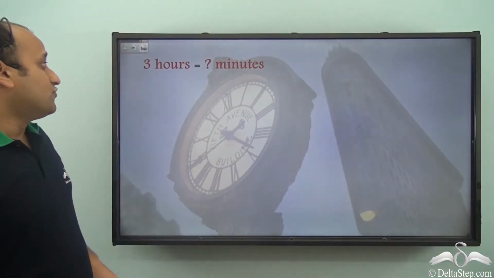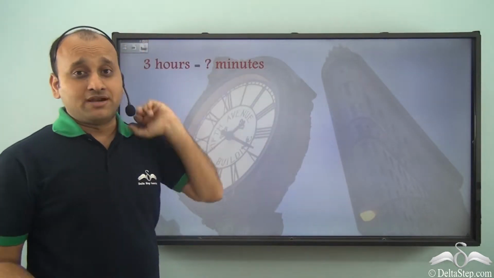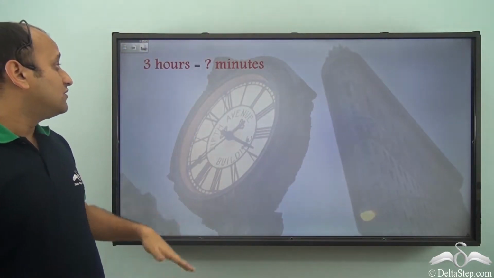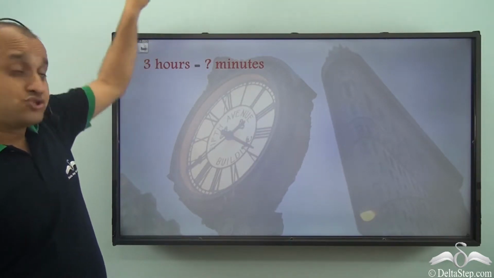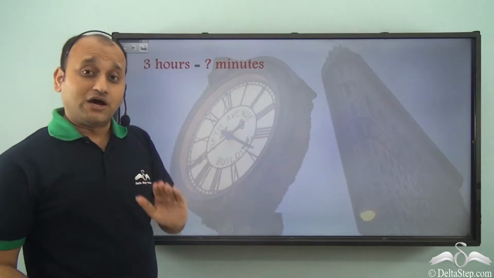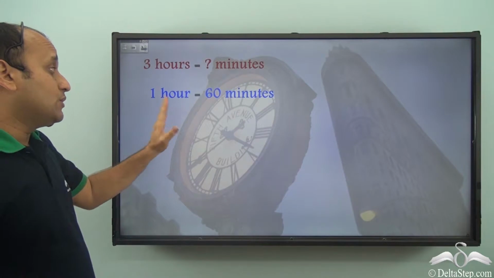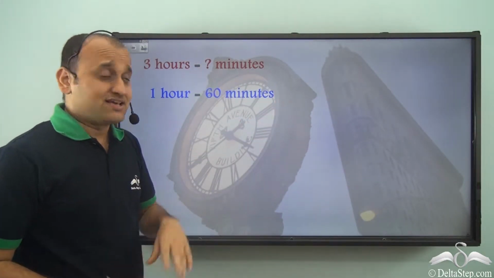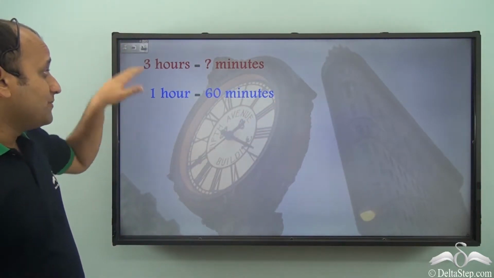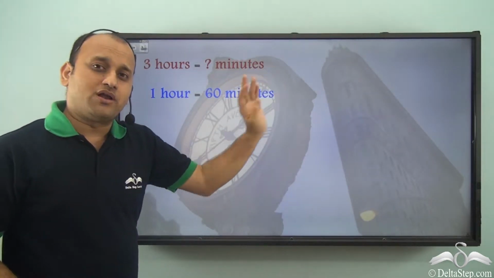So here we need to find out 3 hours is equal to how many minutes. So here we need to convert from hours to minutes. So we have 3 hours. Now what is the conversion? Well, 1 hour is equal to 60 minutes, and we are trying to convert from hours to minutes, that is larger unit to smaller unit.